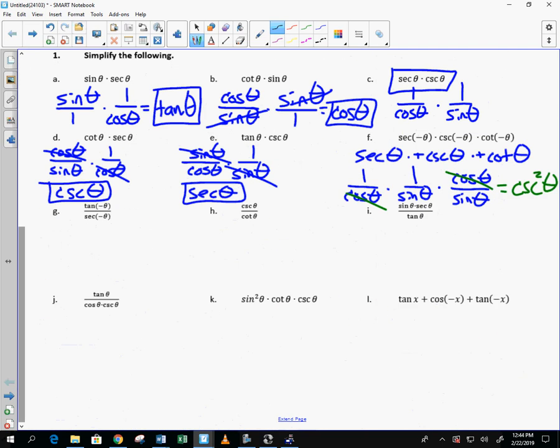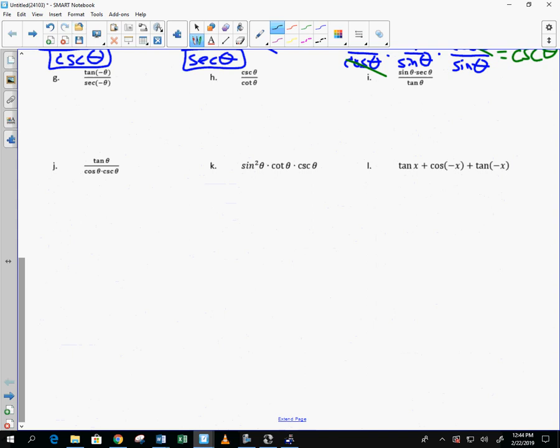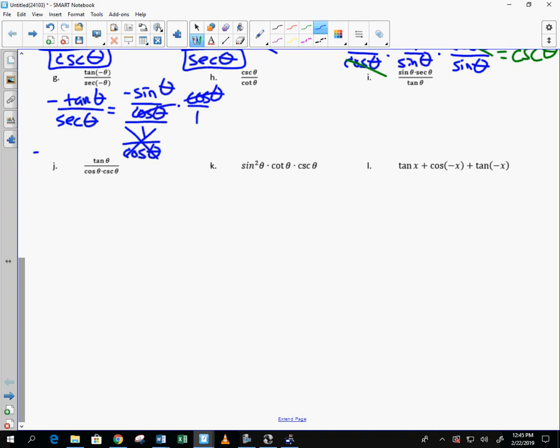What about letter G? Very good. M is on a roll. Negative tangent over secant. Okay, so negative tangent turns to negative sine over cosine over 1 over cosine. Now what? Yep. Very good. You guys remember how to divide? I get negative sine of theta.